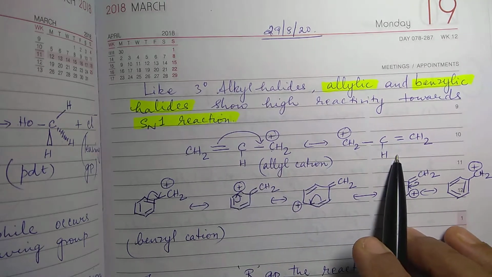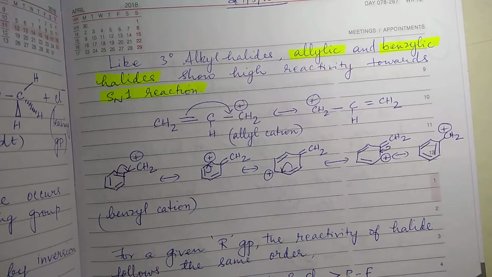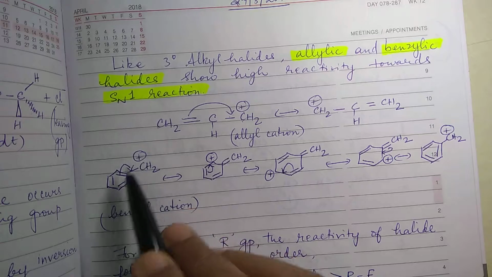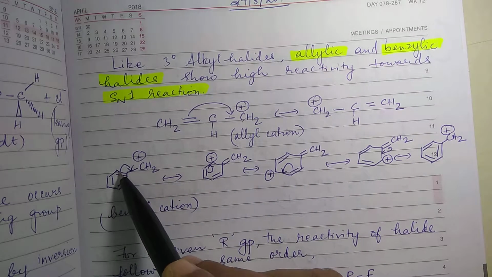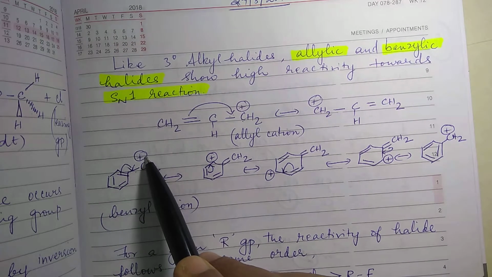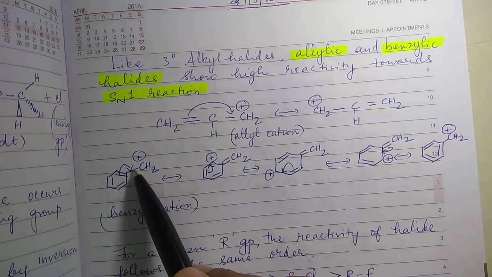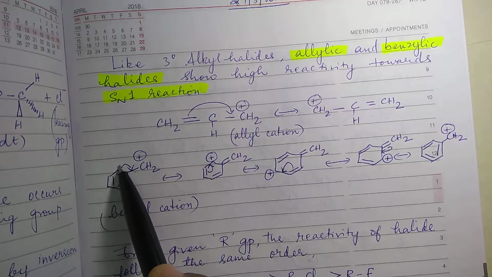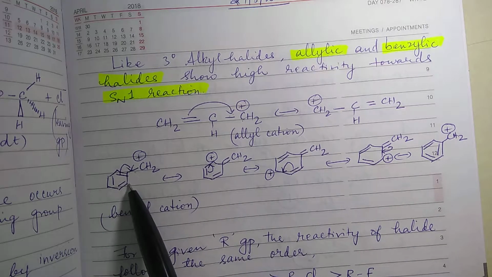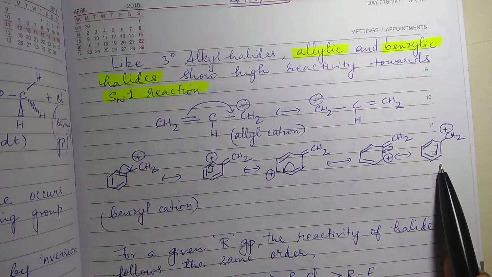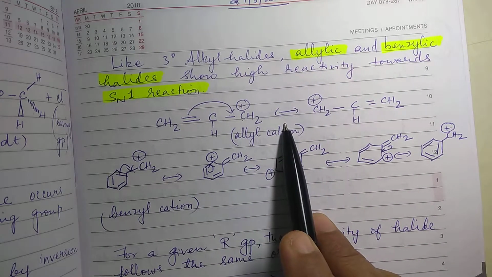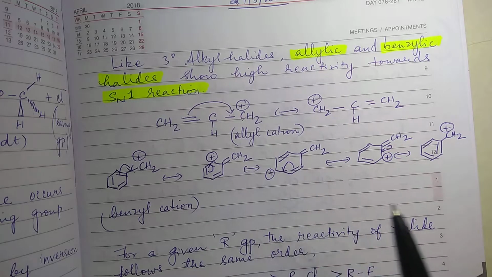This is resonance. Same way in the case of benzyl cation, the CH2 benzyl carbon is holding a positive charge, and so the pi bond from the benzene ring is getting shifted towards the CH2 group to neutralize the positive charge. When this shifts, there will be a positive charge here, then this will shift, and there will be a positive charge here, then this will shift, and there will be a positive charge here. So that is what is shown here. There is resonance stabilization in both allyl cation as well as benzyl cation.